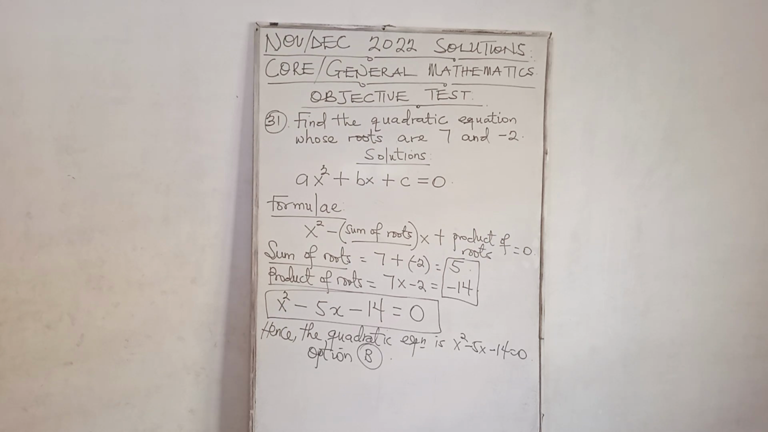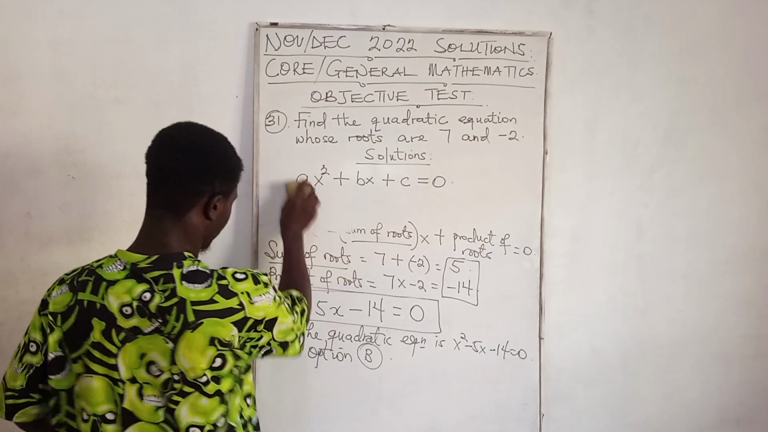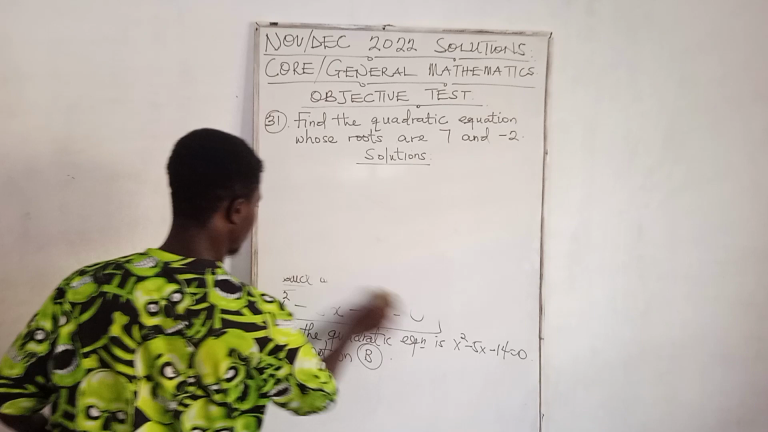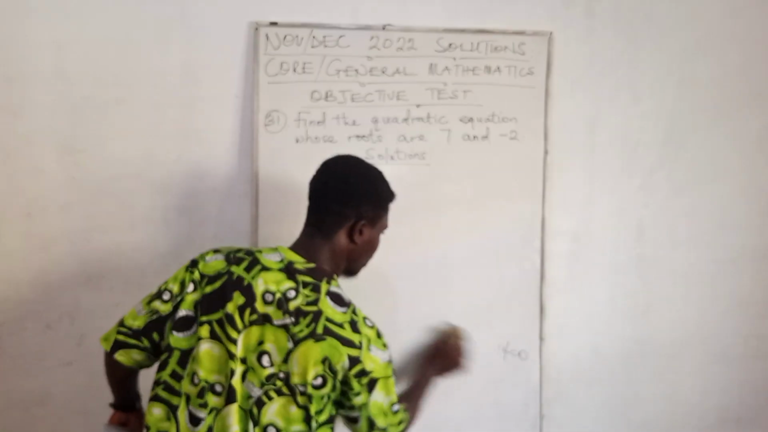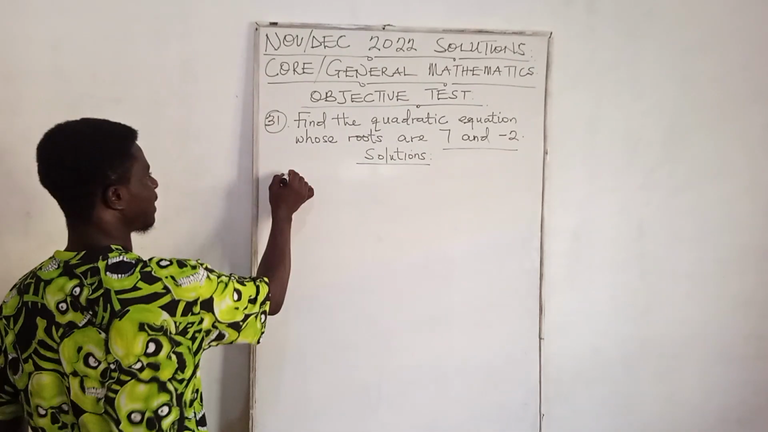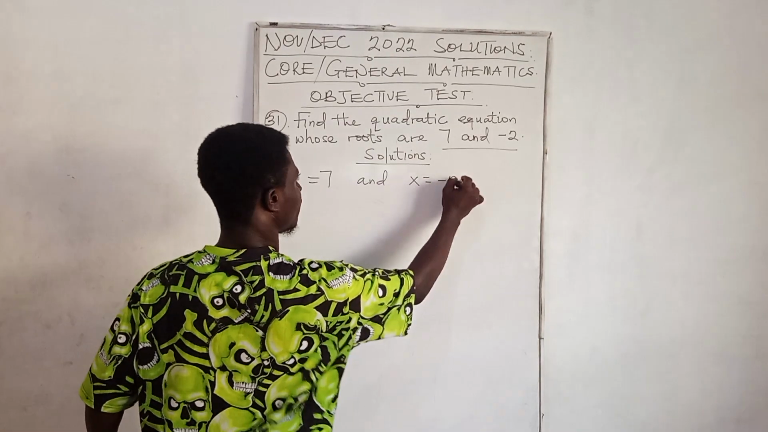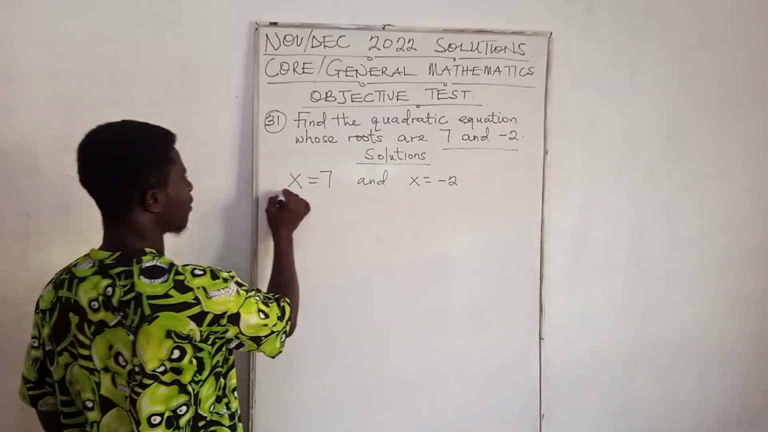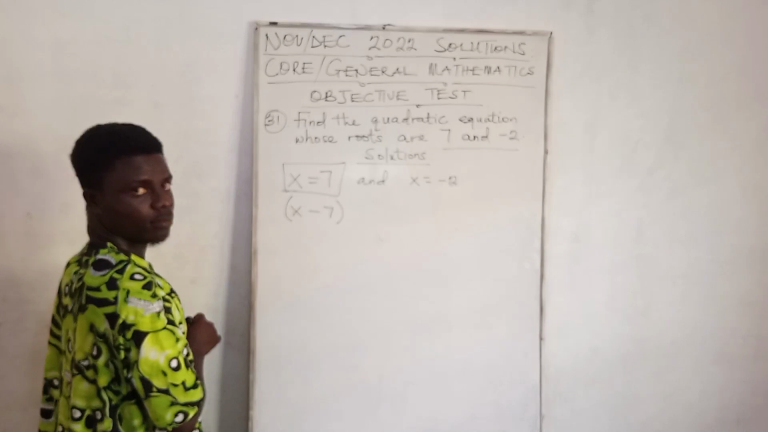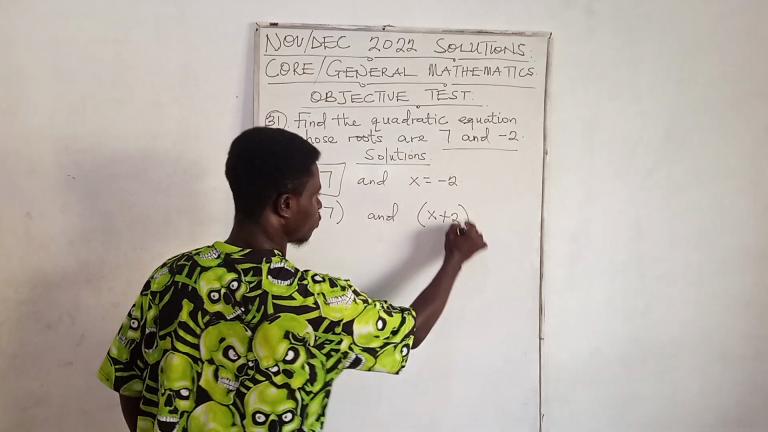All right. Or better still, if you don't like to use the formula, you can go by this. You can start with, they said these are the roots, so I can say that x equals 7 and x equals -2, right? So now x equals 7, I can write it as x minus 7. Then x equals negative 2, I can also write it as x plus 2.